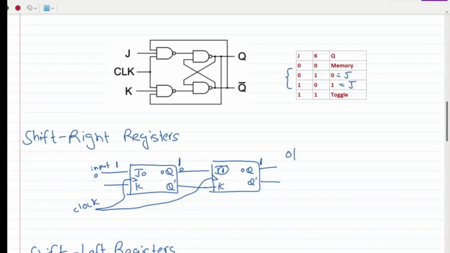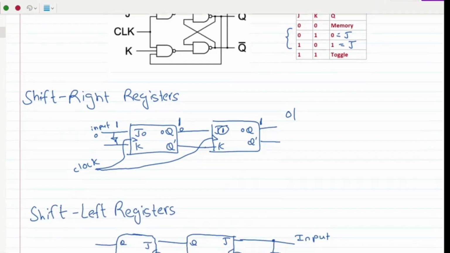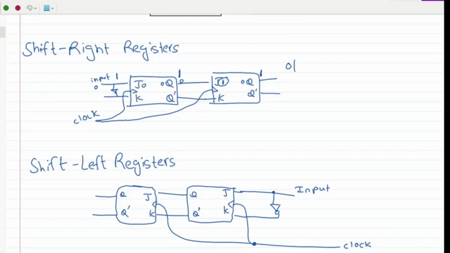Now it is important that J and K are always opposites of each other. So it would be useful to add a NOT gate at the beginning here. Seeing the shift right register, it's easy to determine how we can make the shift left register. To make the shift left register, all we need to do is take the shift right register and flip it over by 180 degrees.